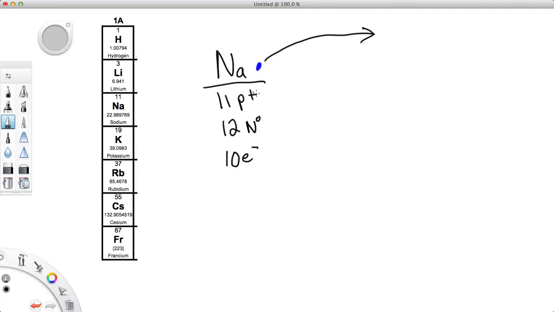Okay? And we have 11 positives, and we have 10 negatives. So 11 positives and 10 negatives, and that gives me my overall charge. If I look here, this positive is bigger than the negative, so my answer is actually a 1 positive.